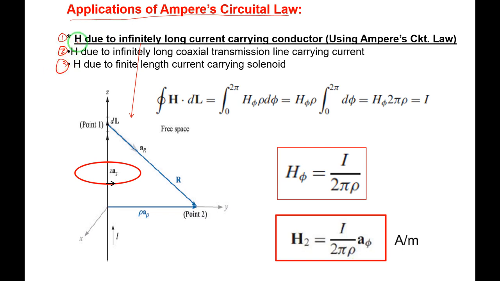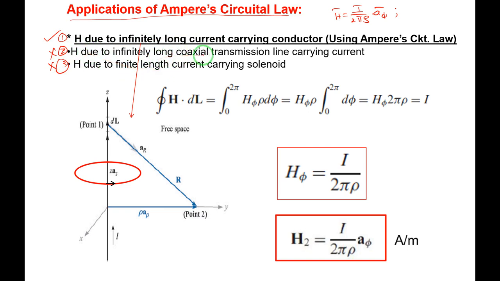We can find the magnetic field intensity H due to an infinitely long current carrying conductor using Ampere circuital law. This we have done using Biot-Savart law earlier, right? For an infinitely long current carrying conductor, what is H we got? There we have already got I by 2 pi rho into a phi. The same we are going to derive using Ampere circuital law. Only this one we will see. The other two I have just listed as applications, but the derivations we will not see.